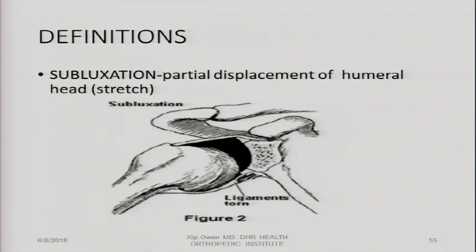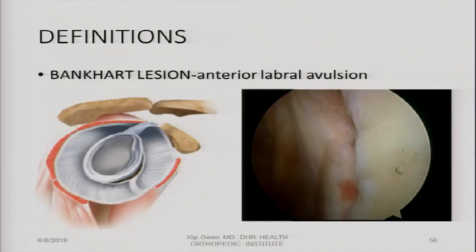A subluxation is more of a stretch injury. So the head tried to come out. It came out part way. It stretched those static stabilizers. But it will probably recover without surgical intervention unless there was a concurrent injury to the labrum or the static stabilizer. But subluxation, part way out.